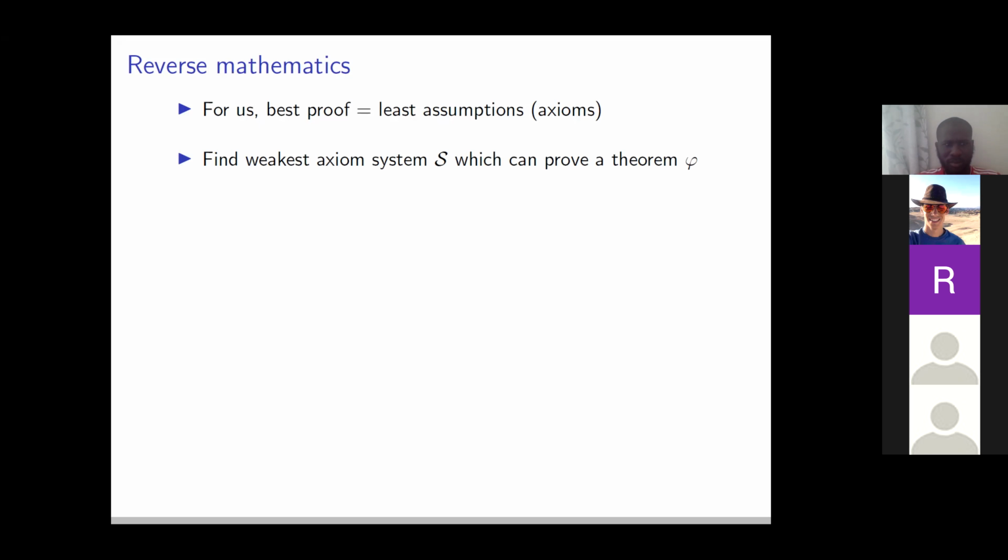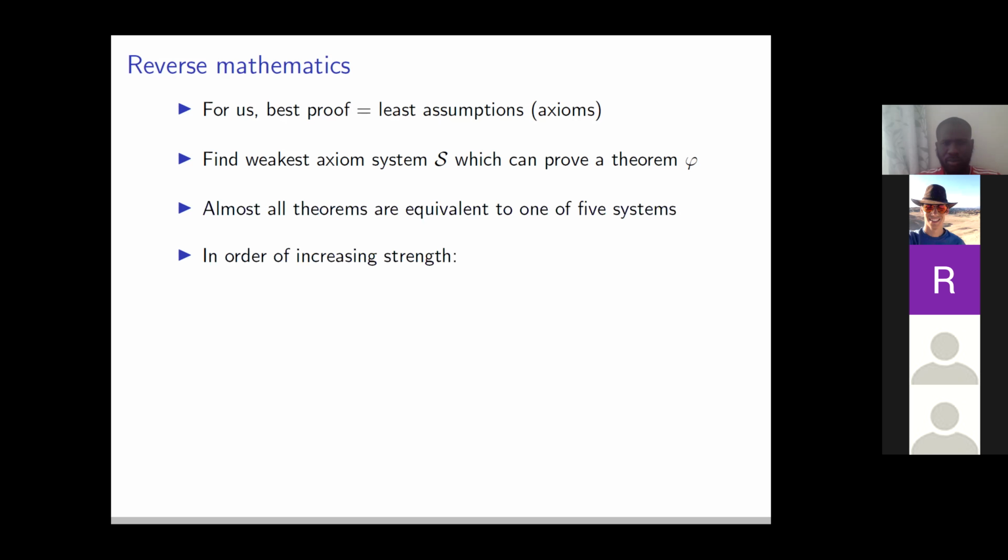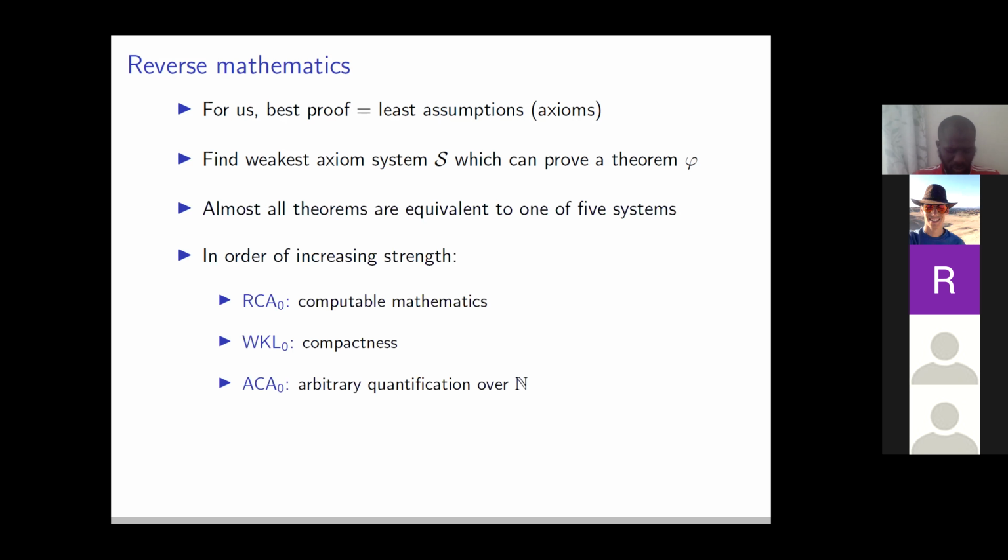We've been doing this for about 50 years, and empirically, there are about 5 systems that show up time and time again. In order of increasing strength, they're called RCA, which corresponds to computable things you can do with a computer. Weak Koenig's lemma, that's at the level of proving compactness. Then you have ACA, which allows you to quantify over natural numbers. You have ATR, which allows you to talk about ordinals. And the strongest one, Pi11CA, allows you to quantify over real numbers. Those are the 5 systems.